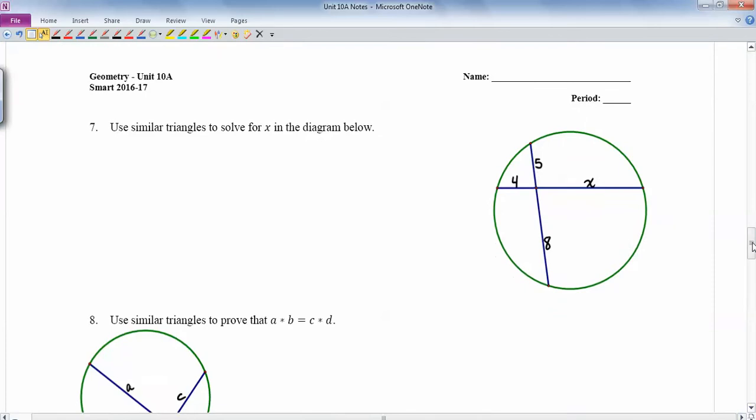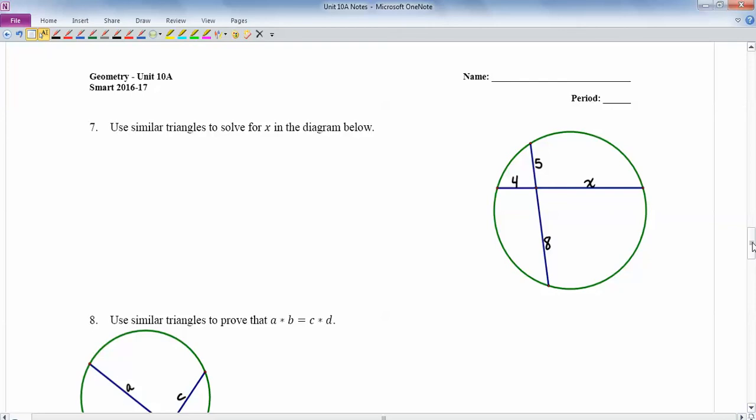So here's number 7. So this is a different topic here, really. All the other problems had to do with graphing circles. This last page here is a new idea. We've dealt with angles inside a circle, but now we're dealing with what happens if you have these lengths given to you inside a circle.